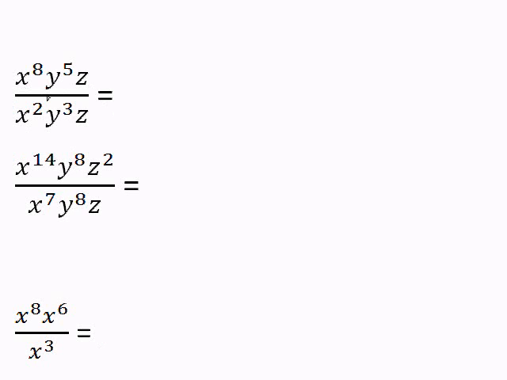Okay, for the first one, again I'm going to pair it up. X to the 8th over x squared gives me x to the 6th, because 8 minus 2 is 6. Y to the 5th over y to the 3rd gives me y to the 5 minus 3, or y squared. Hoping, based on the previous examples, you could have done that first part. The confusing part is, what do you do with z over z?